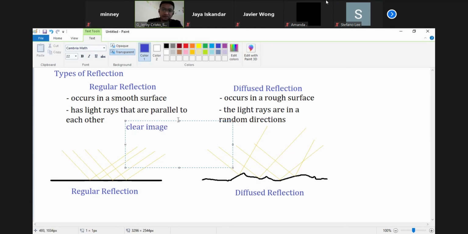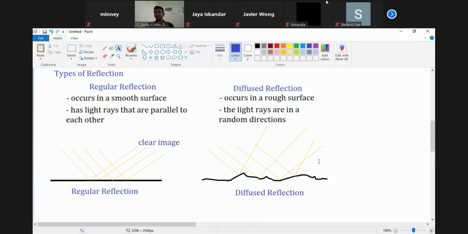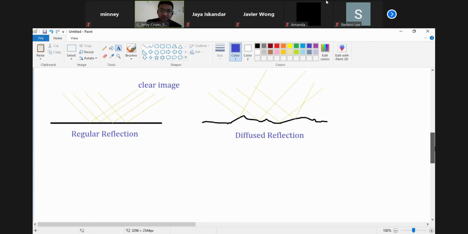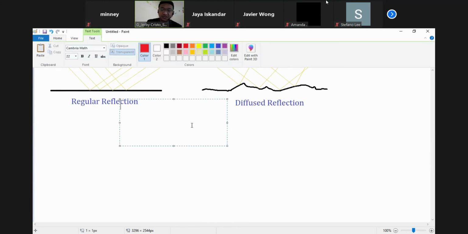And in diffuse reflection, because the directions are random, the image will be blur, because light rays are pointing in different directions. So that's the difference between regular and diffuse reflection. Now, reflection of light is governed by a certain law, which we call the law of reflection.